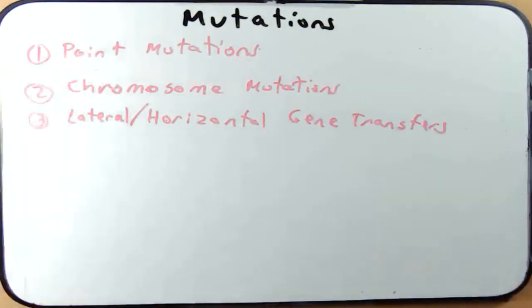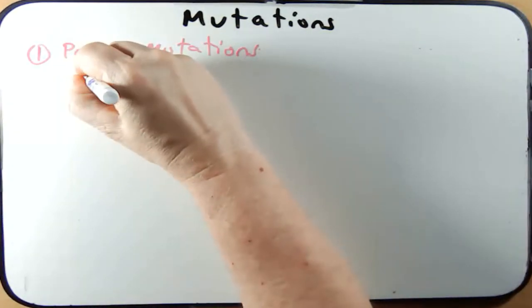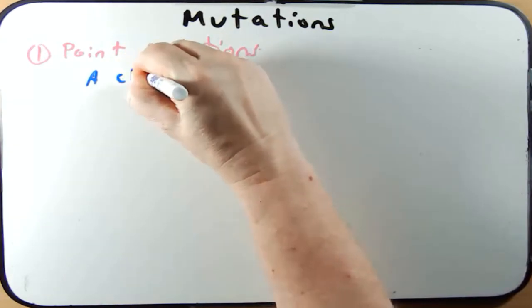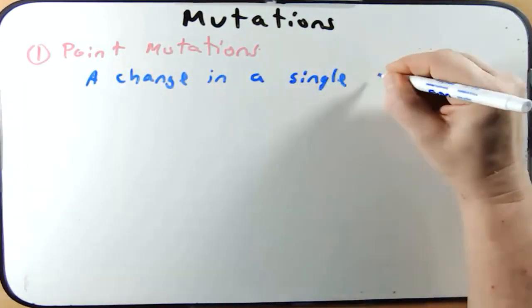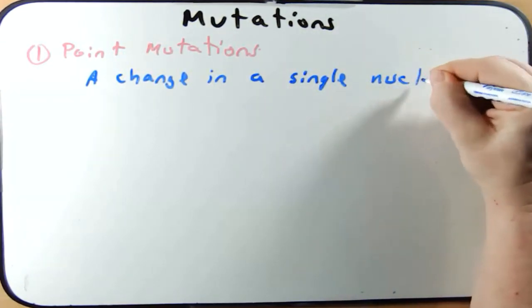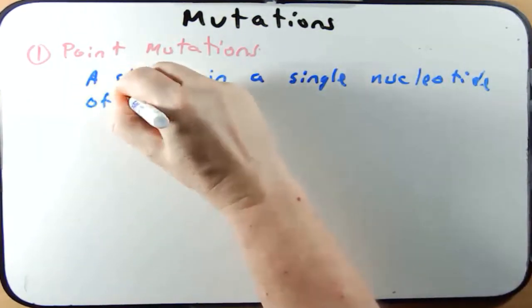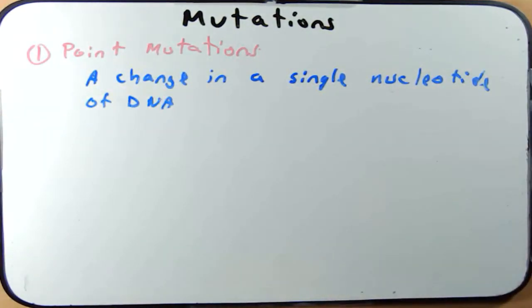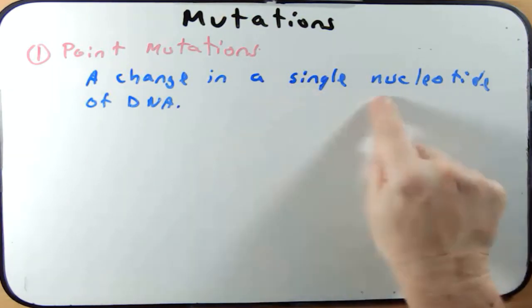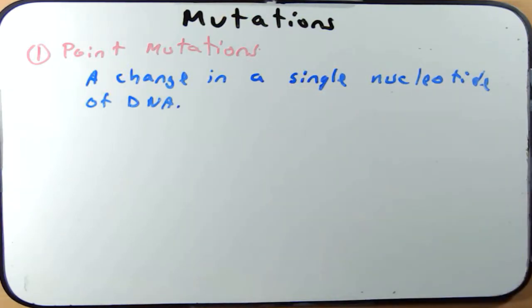Let's start with point mutations. Point mutations are a change in a single nucleotide of DNA. The change could be swapping it with a different kind of nucleotide, deleting the nucleotide, or adding a new nucleotide. At first, it might be hard to imagine how changing one nucleotide could impact an organism, let alone drive evolution.